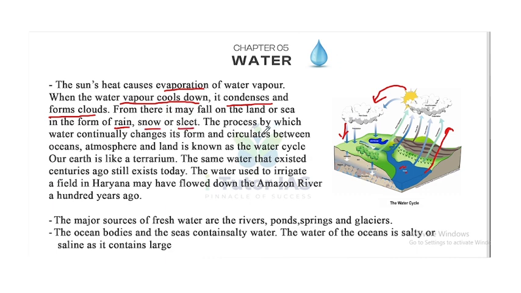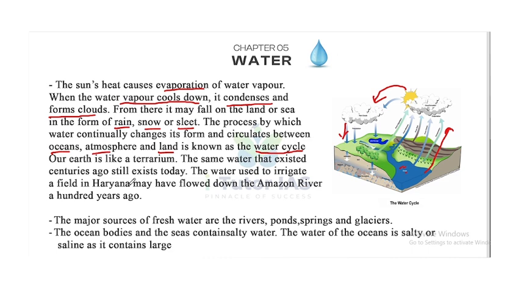The process by which water continually changes its form and circulates between oceans, atmosphere and land is known as the water cycle. So what is the water cycle? The process by which water continually changes its form and circulates between oceans, atmosphere and land.